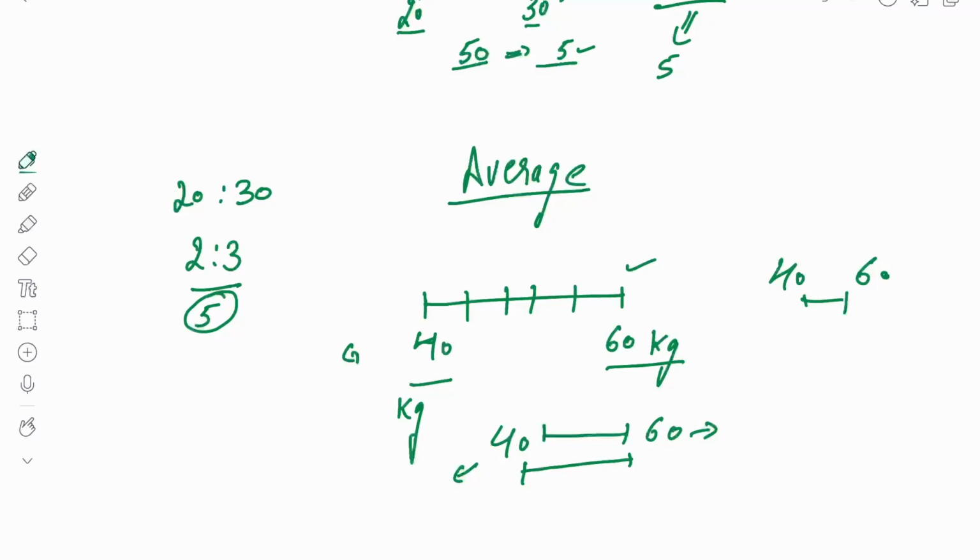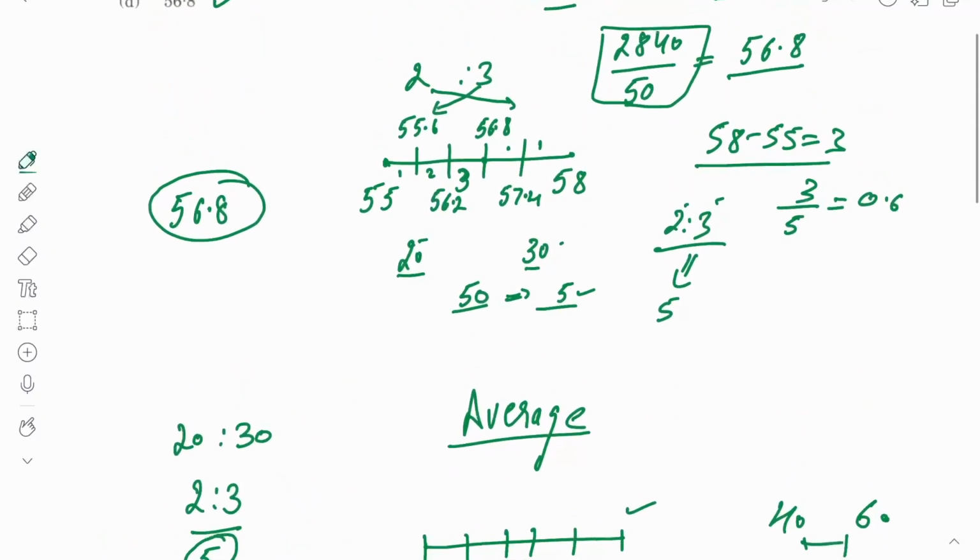Now what happens is, if I say there is more students in the 40 category or 60 category, the one which has more students, so if there are 20 students here, they have less weightage than the 30 students here. So obviously their bent would be towards the 60 because there are more students on this side. Had it been 30 students on this side and 20 students on this side, the weightage would have gone here and it would have shifted the tilt towards this.